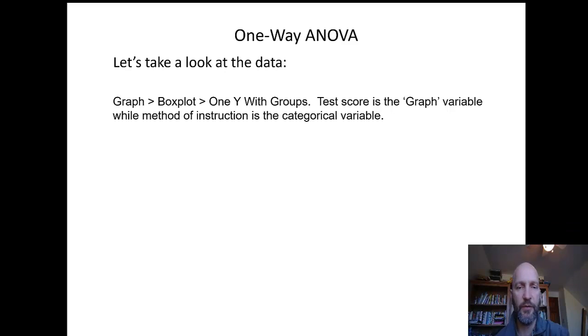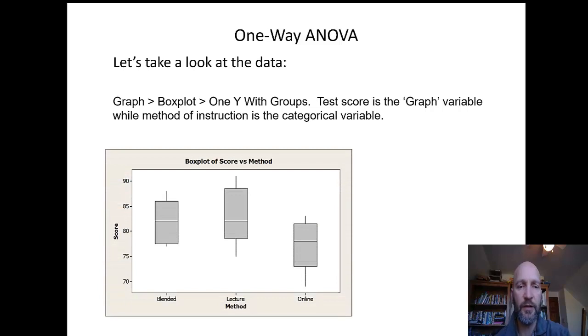Before we do any sort of analysis, it's oftentimes helpful to look at pictures of the data, and that's true here with analysis of variance. In fact, you can get a very good idea of what's going on in the data by doing that. So we're going to go graph, box plot, 1y with groups. And we're going to be asked for a graph variable. That's going to be our test score. And we're also going to be asked for a categorical variable, and that's going to be the method of instruction in this case. A categorical variable tells us how the populations are different. And so here's the data plotted.